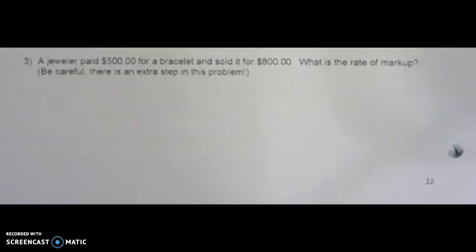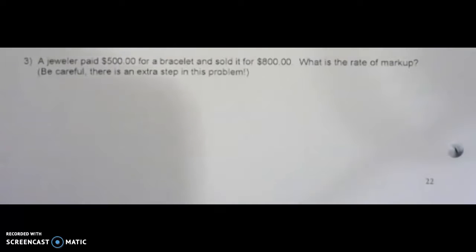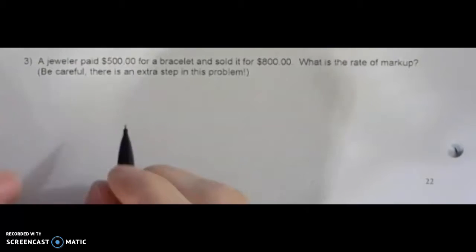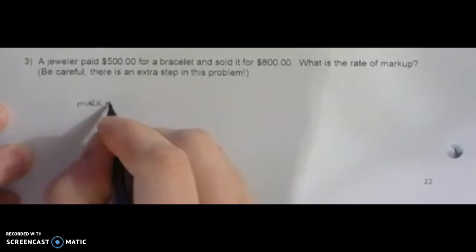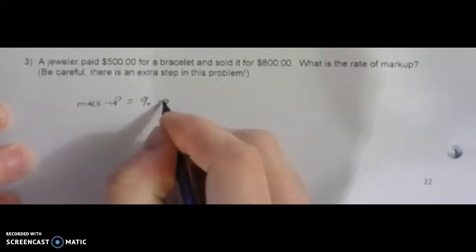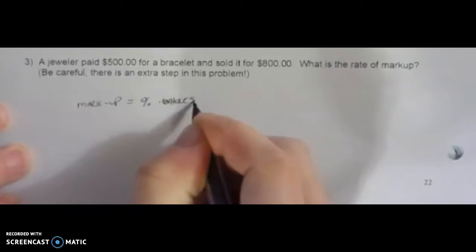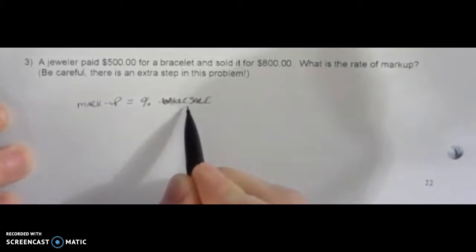The next question we're going to look at is number 3 on page 22. A jeweler paid $500 for a bracelet and then sold it for $800. What was the rate of markup? It says in parentheses here, be careful that there's an extra step in this problem. So we've got to think about what that extra step is going to be. Let's start with the equation. This was a markup question. So the markup equation says that markup, the amount of markup, is equal to a percentage of the wholesale price. Remember, the wholesale price is the price that the store pays for it, but then they mark it up before they sell it to you.